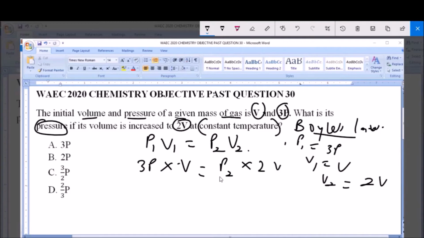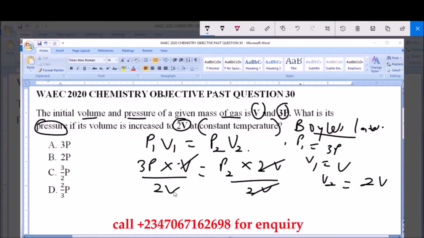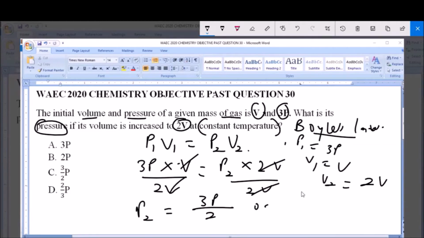So solving, V cancels out. So P2 is equal to 3P times V over 2V. So V cancels V. So P2 is equal to 3P over 2, or another way to write this is 3 over 2P, and 3 over 2P is option C. So option C, 3 over 2P is the correct answer to this question.